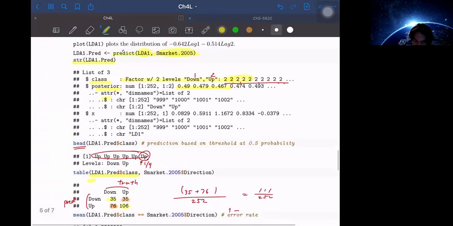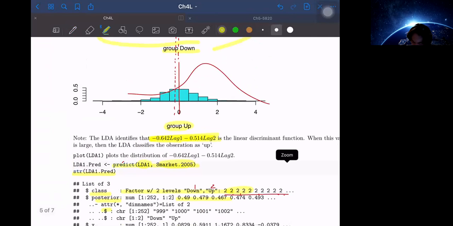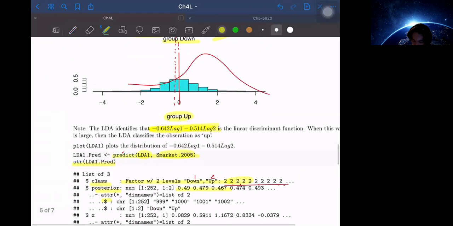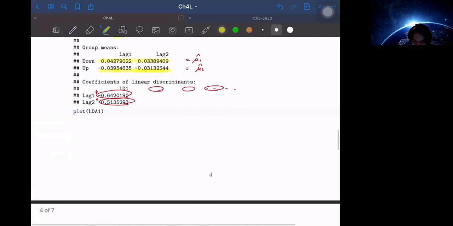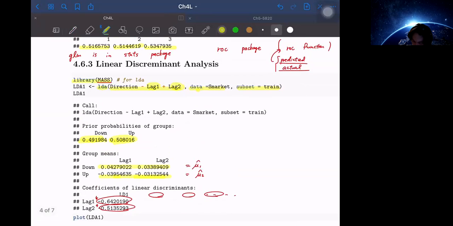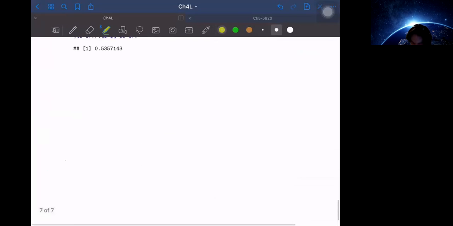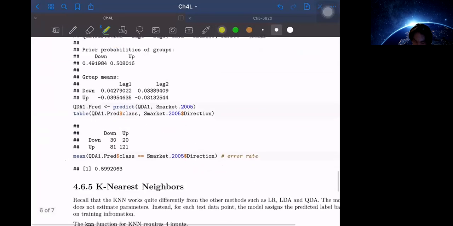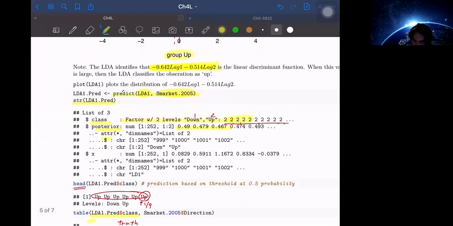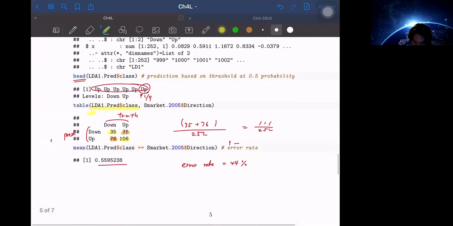So LDA gives much less information. Only descriptive statistics and the predicted values. We don't have much statistical analysis here. We can only calculate probabilities and the predicted values and the linear discriminant function, and that's it.